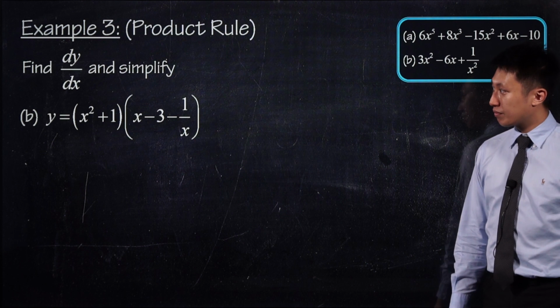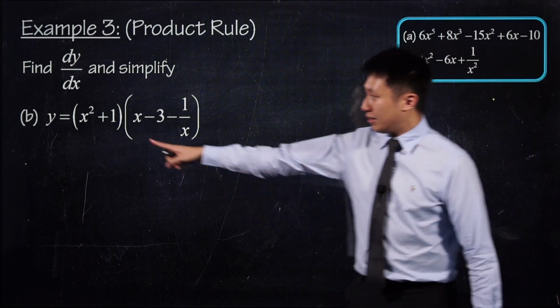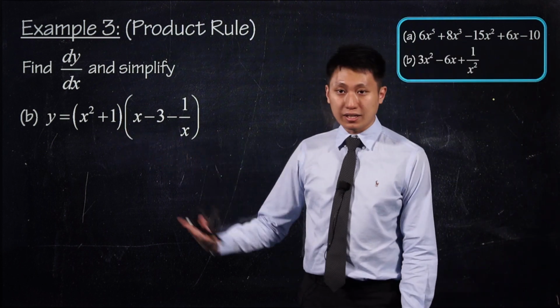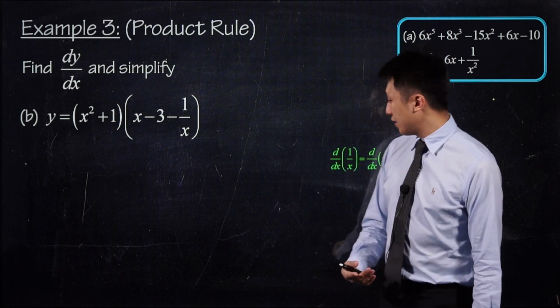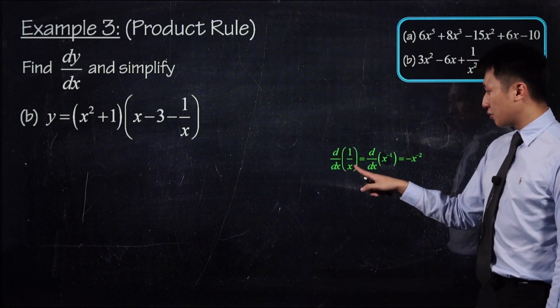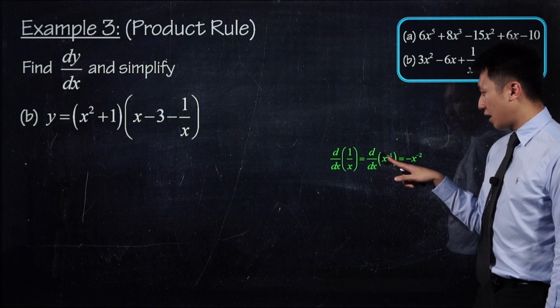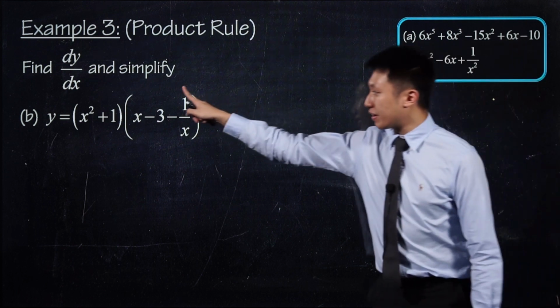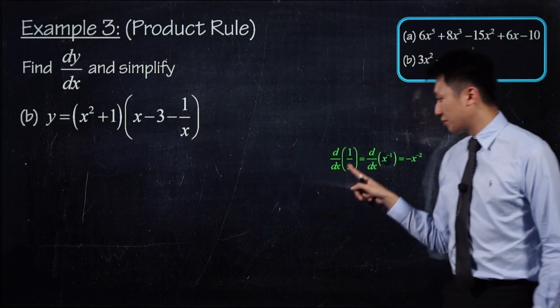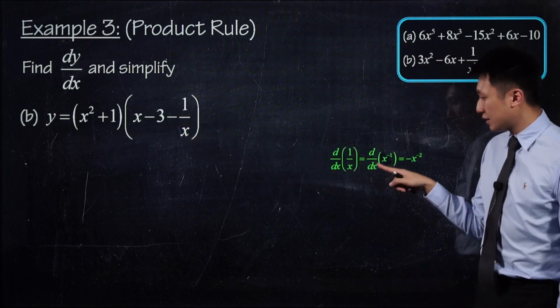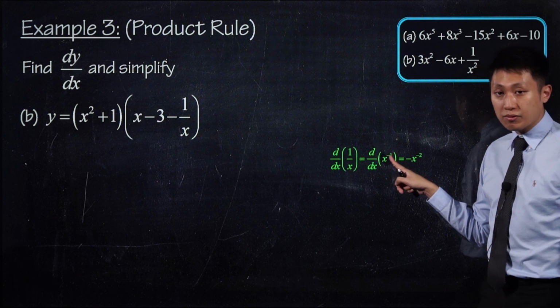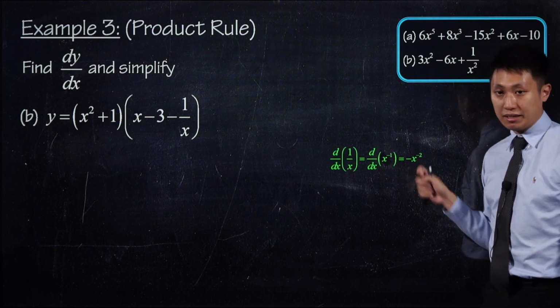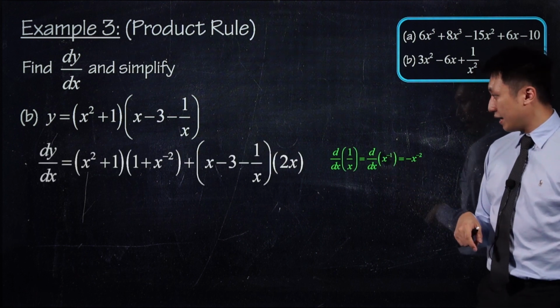Okay, next. This one. You are still going to use the product rule, and d/dx of 1 over x, you have to remember, is d/dx of x to the power -1. I'm referring to this term, 1 over x. How do you differentiate this? You write this as x to the power -1, then it's negative x to the power -2. Then let's do it.